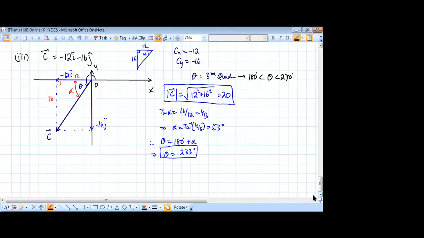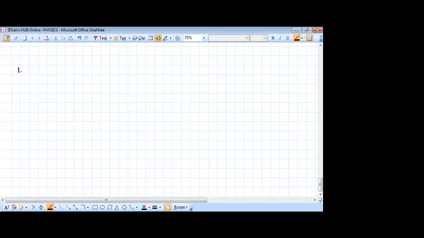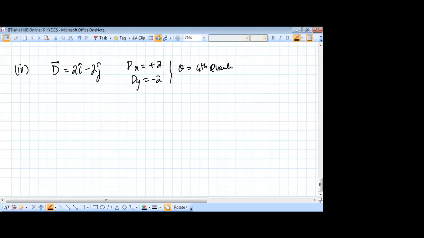And similarly, we come to the fourth one. It was 2i cap minus 2j cap. Now you can see here that dx is positive and dy is negative. So that means it must be in the fourth quadrant. It means theta must be greater than 270, less than 360. Or we can express it as negative of some angle also.